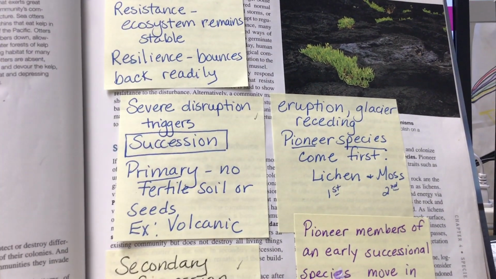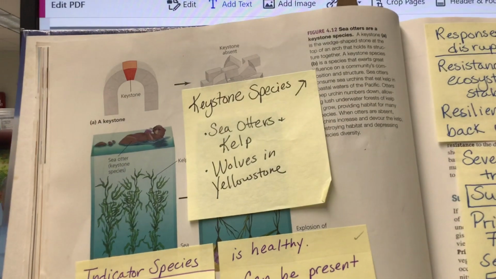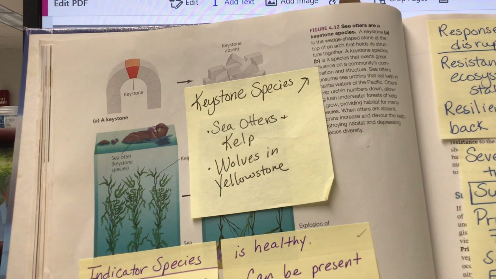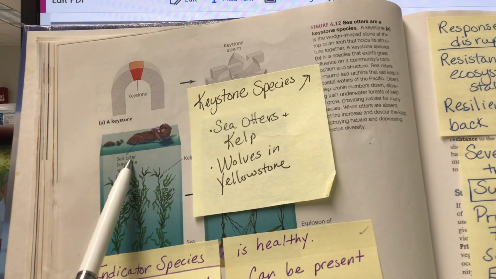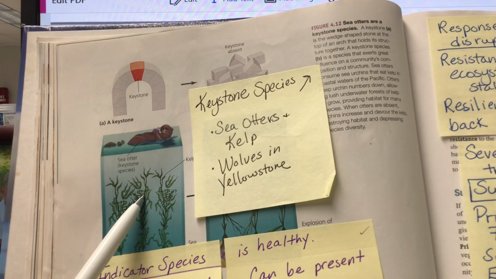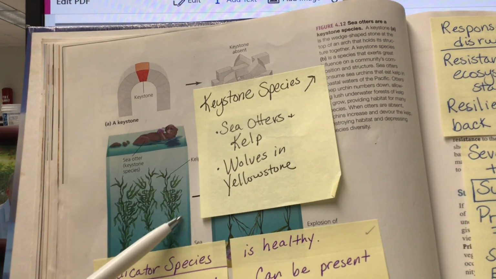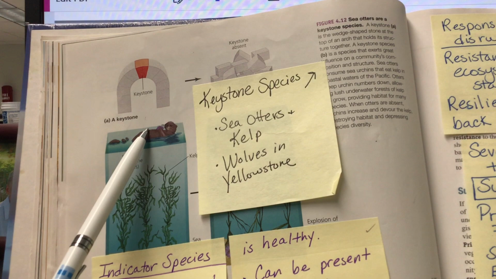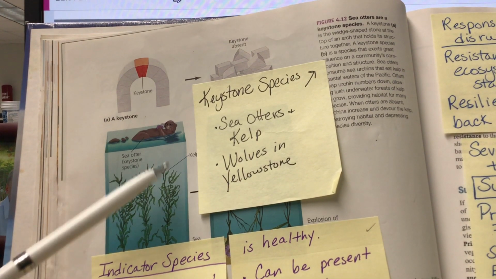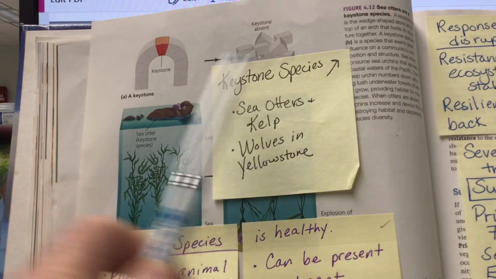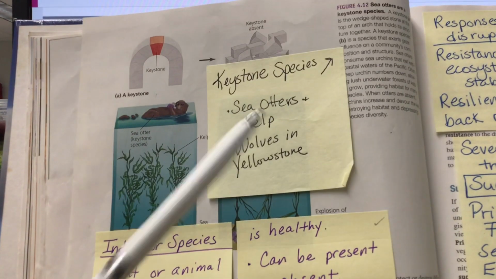All right, on page 84, we have keystone species. Read this excerpt. This is about how sea otters are essential to the health of the kelp forest because they eat urchins, which eat the kelp. And so if the sea otters are gone, then the urchins take over and they destroy the kelp, which you can see here. Another example is wolves in Yellowstone.